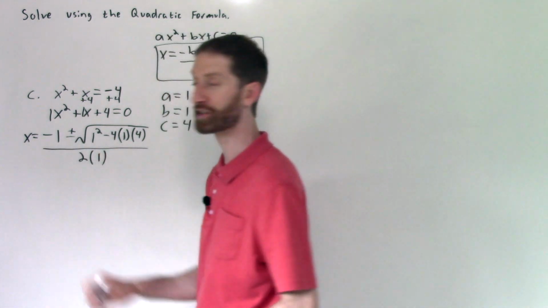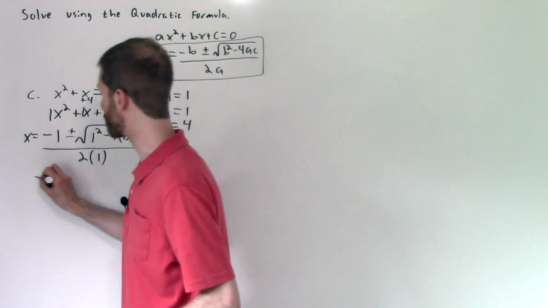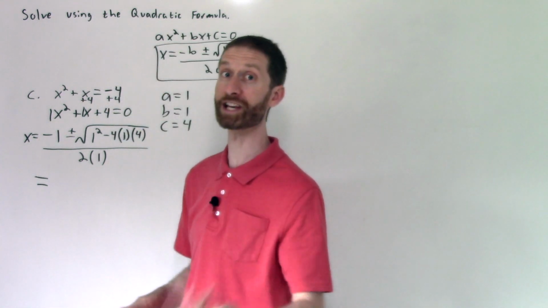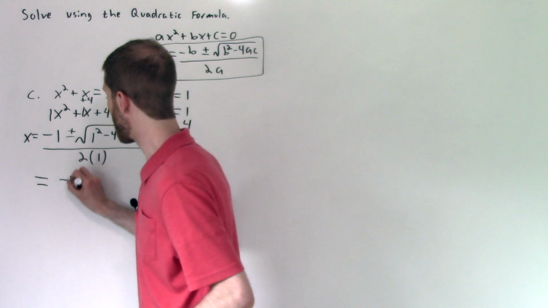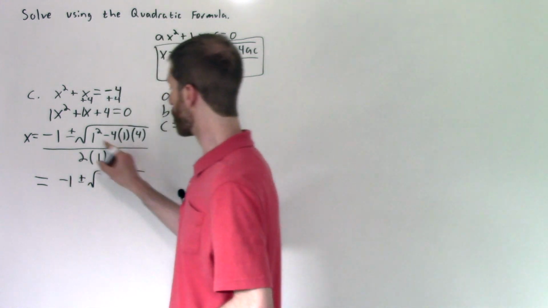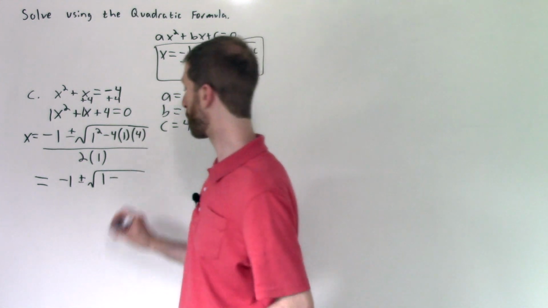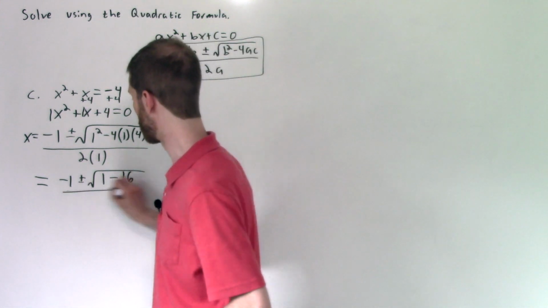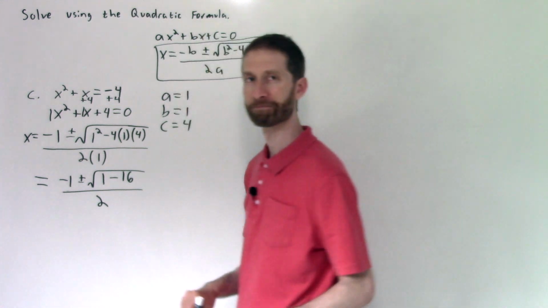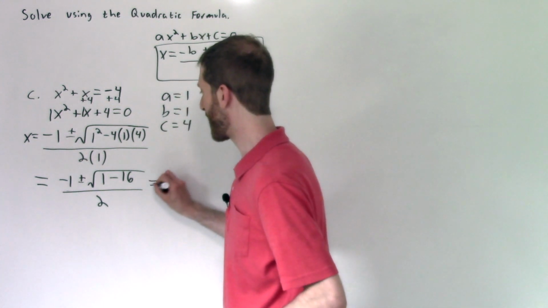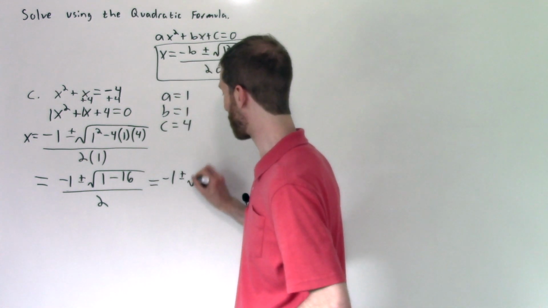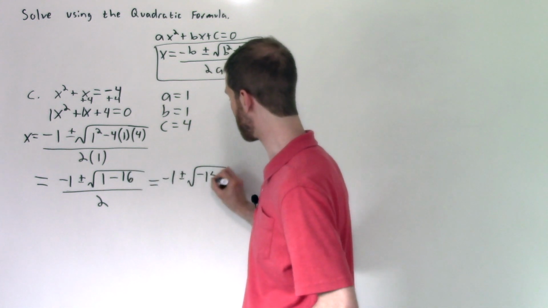Now let's get simplifying. Now that we have that, it's just simplifying. Again, this is the step I want you to get to in practice too. I've got negative 1 plus or minus the square root. 1 squared is 1, minus 4 times 1 is 4, times 4 is 16. Oh boy, all over 2. We're almost done. We get negative 1 plus or minus the square root of 1 minus 16, which is negative 15, over 2.